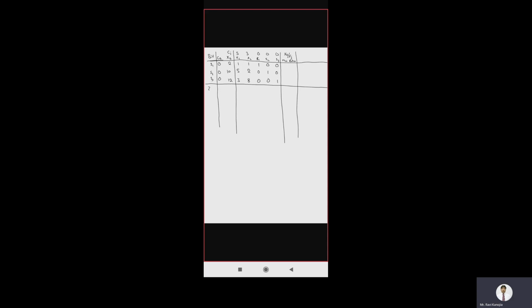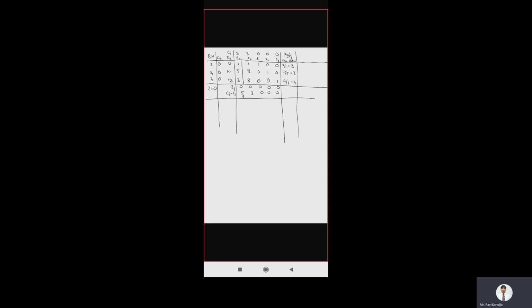Now, first instant Z was 0. Zj were again all 0. Cj minus Zj are 5, 3. Select 5. These are entering variables. Then we have 2 by 1. Then we have 10 by 5, which is again 2. And we have 12 by 3, which is 4.